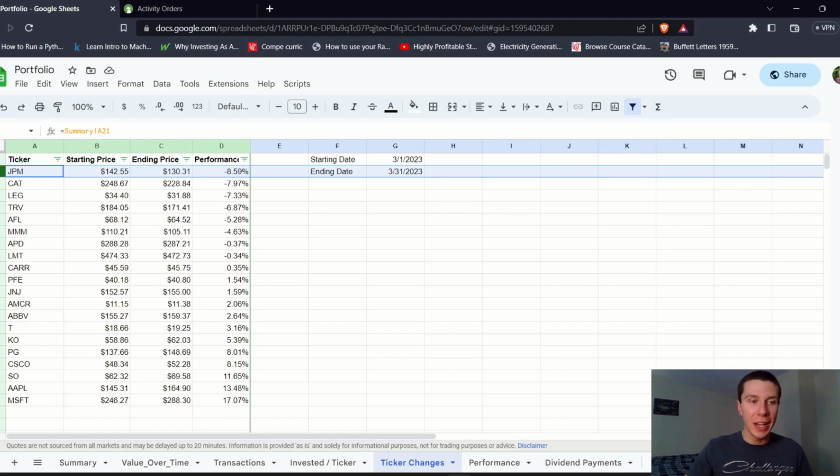can buy more. And then on the best performers, Apple and Microsoft up 13 and 17% respectively, Southern Company up 11.5%, Cisco and Procter & Gamble 8%. So those kind of, I guess, tech companies and utilities performed well. And then obviously not too surprising that JP Morgan, the big bank in there, didn't perform this well that month.